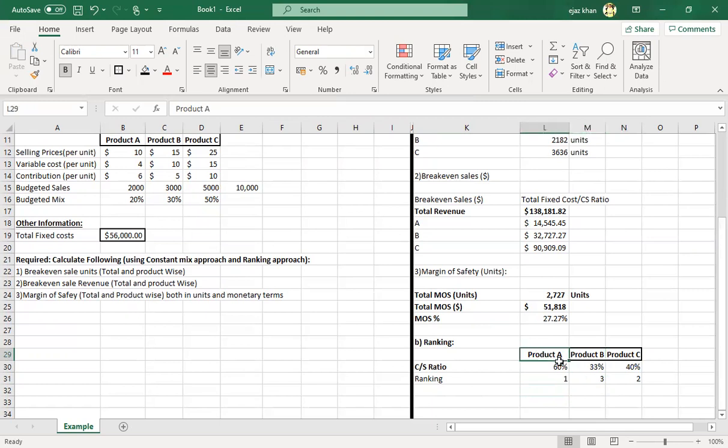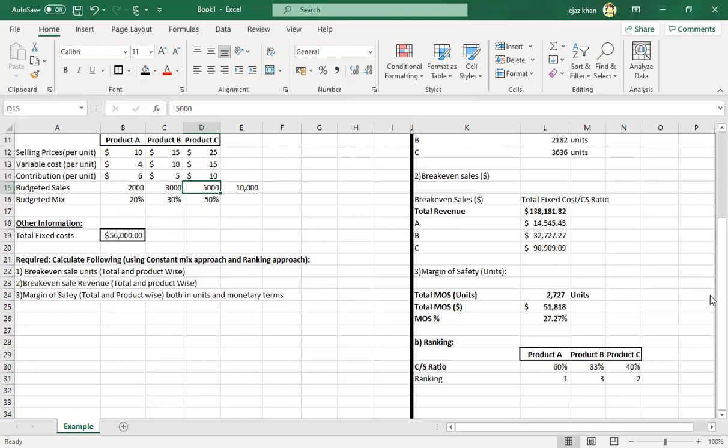Instead of selling all three products together in a constant mix, the company will first be trying to sell the 2,000 units. And when it will be selling these 2,000 units, it won't be selling any of these two products. Once it has sold 2,000 units, then it will move towards selling the product C and try to sell 5,000 units of product C. And once it's done with selling 5,000 units of product C, then it will move towards marketing and selling product B at the end.